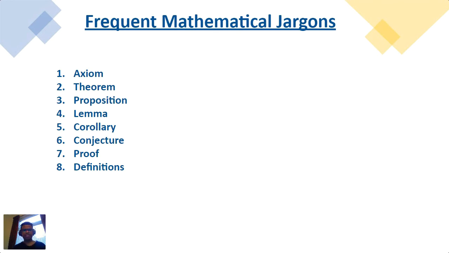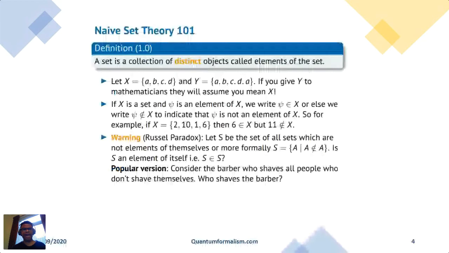Okay, so this brings me to the first definition, the hardest, as I said. But bear with me. A set is a collection of distinct objects called elements of the set. I told you it's very, very naive. I guess you see why the term naive. And I highlighted distinct.